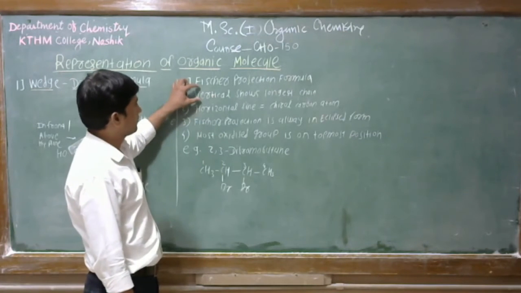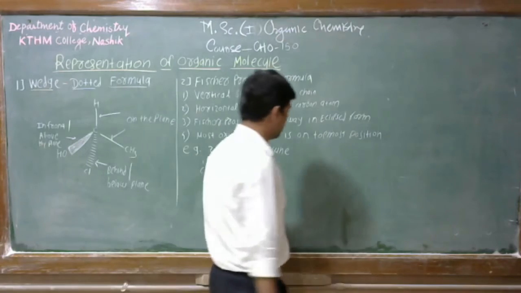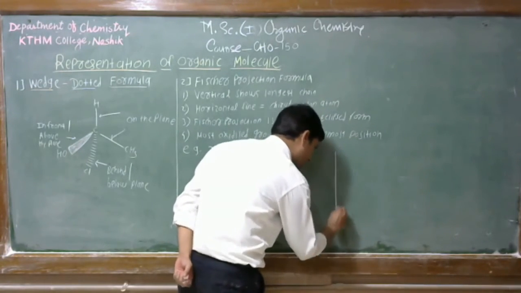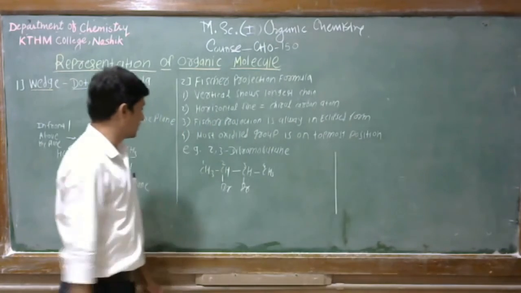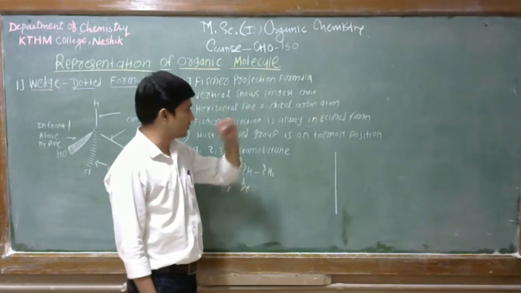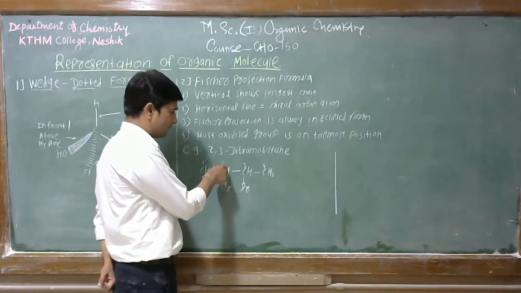Therefore, according to our first point, the vertical line shows the longest chain. If we draw the vertical line here, the vertical line shows the longest chain. The horizontal line is equal to the chiral carbon atom. Firstly, we have to identify the chiral carbon atom.